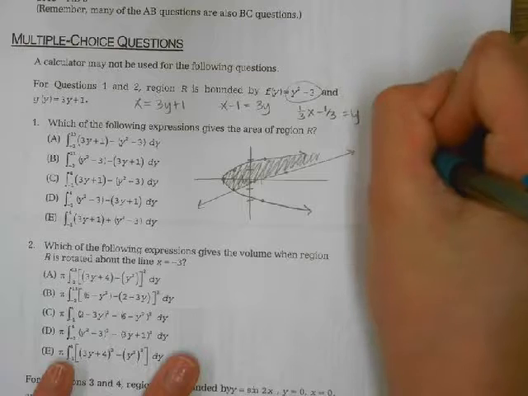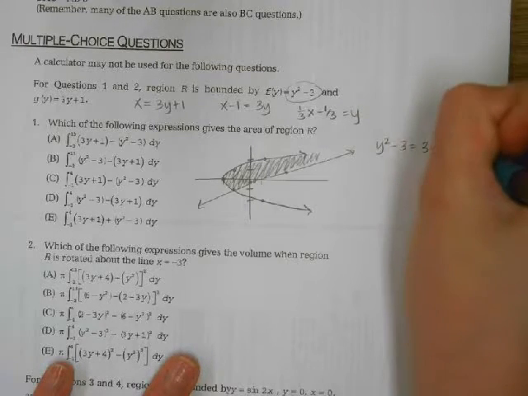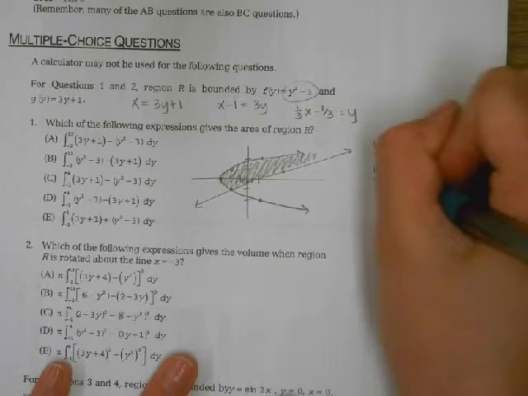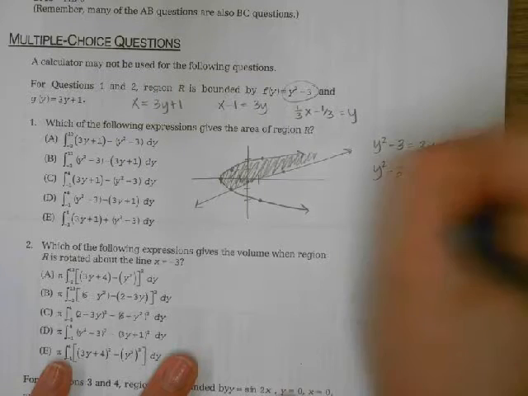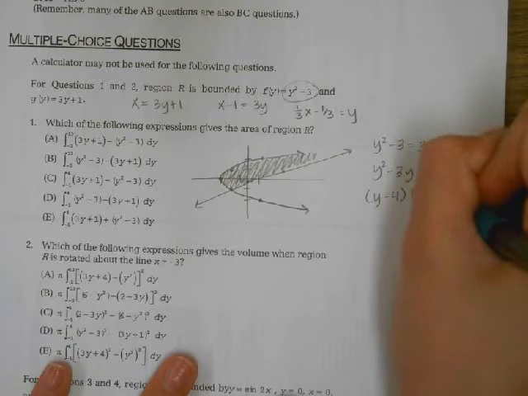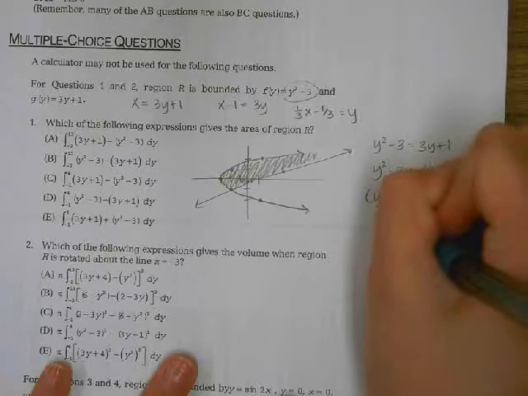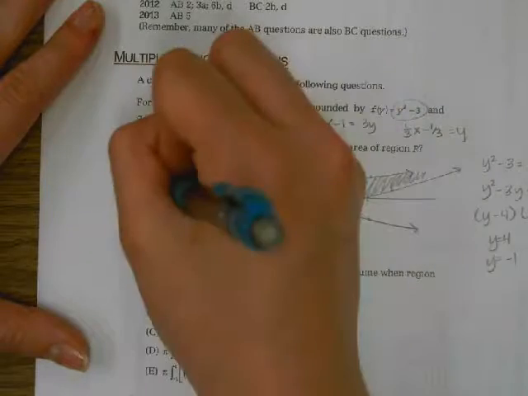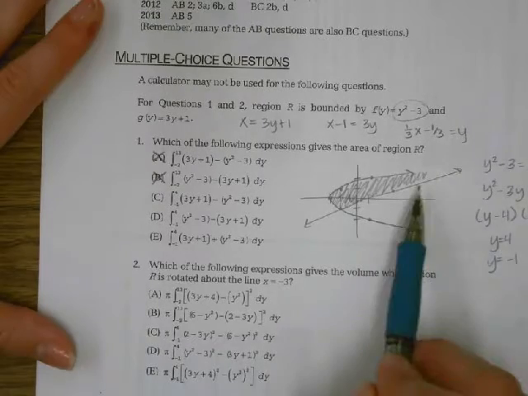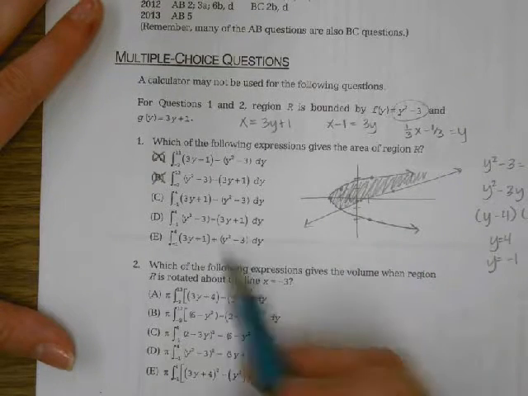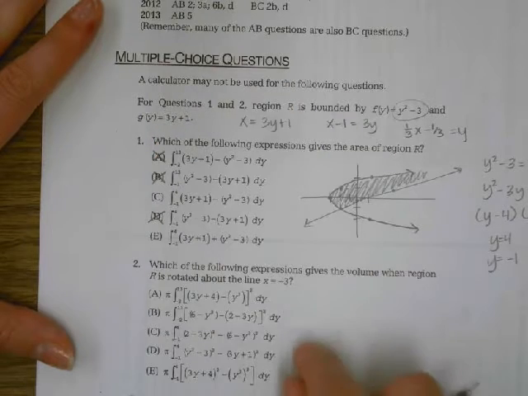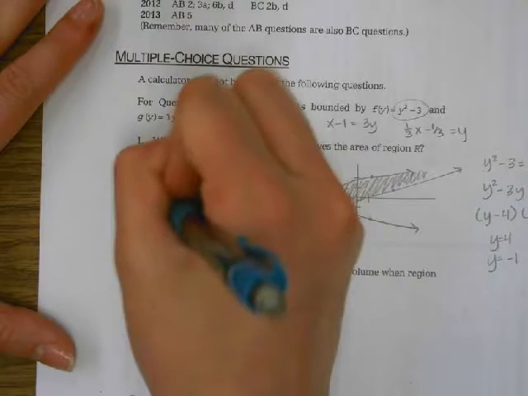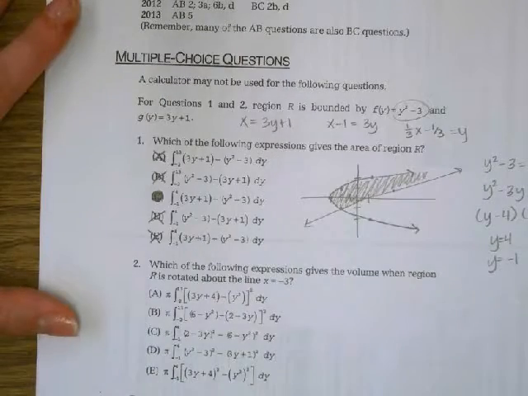So I'm going to say y squared minus 3 equals 3y plus 1. It's a quadratic, so I need it to equal 0. So that's going to be y minus 4 and y plus 1. So y equals 4, y equals negative 1. So I know my interval is from negative 1 to 4. If I do right minus left, I know that it's the line minus the parabola. Oh, and it's minus, so that's a plus. So let's see.